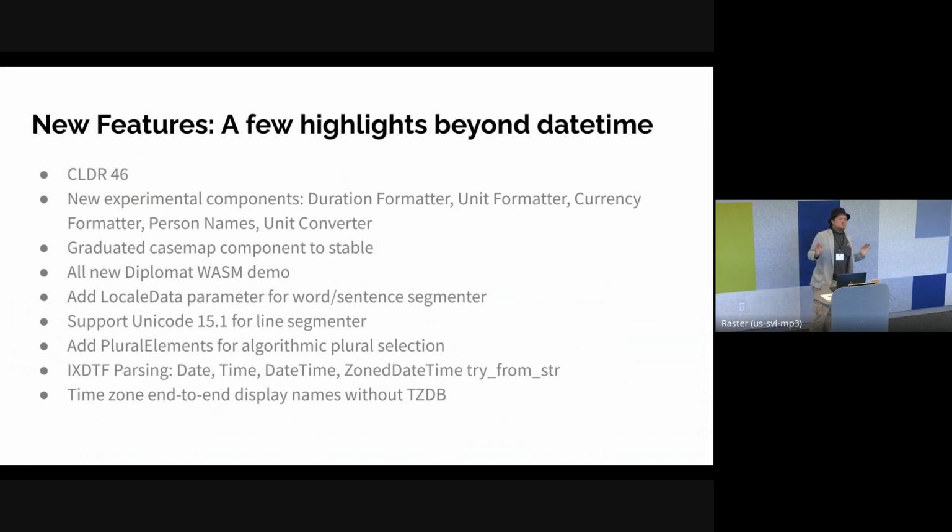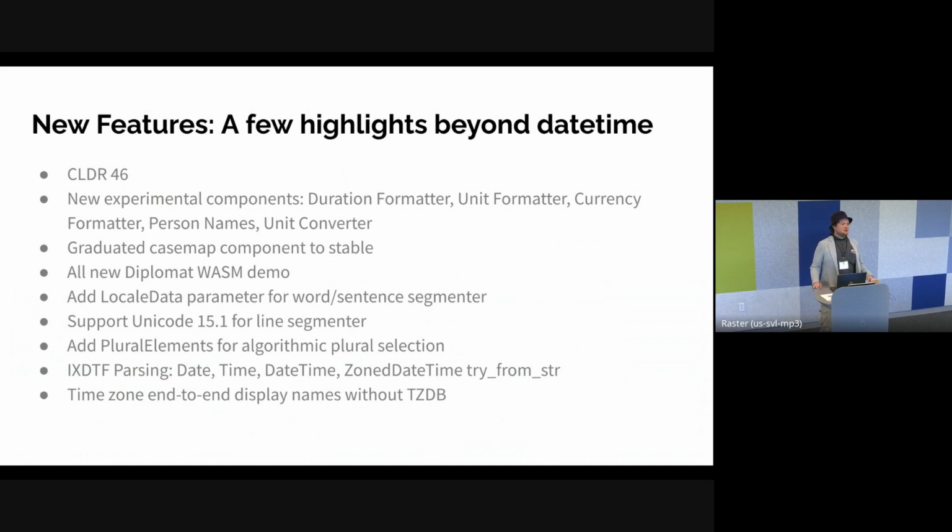We have several new experimental components. We have a duration formatter. I was talking about that a little bit earlier. Cartavia, our Google Summer of Code contributor, contributed the duration formatter. We have a new unit formatter and a currency formatter. We also have experimental person names and a unit converter available in the experimental component.